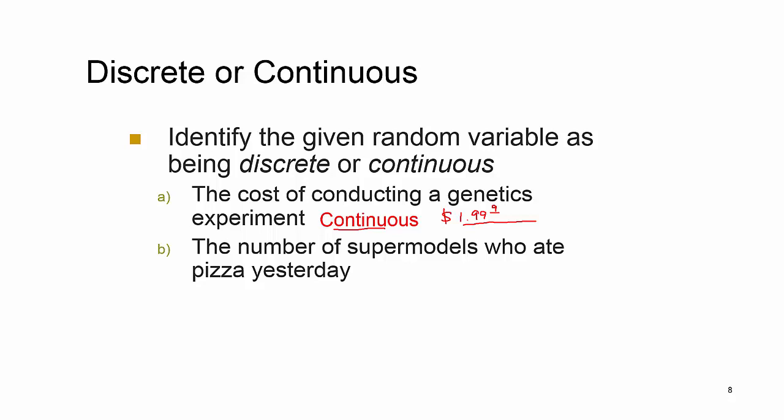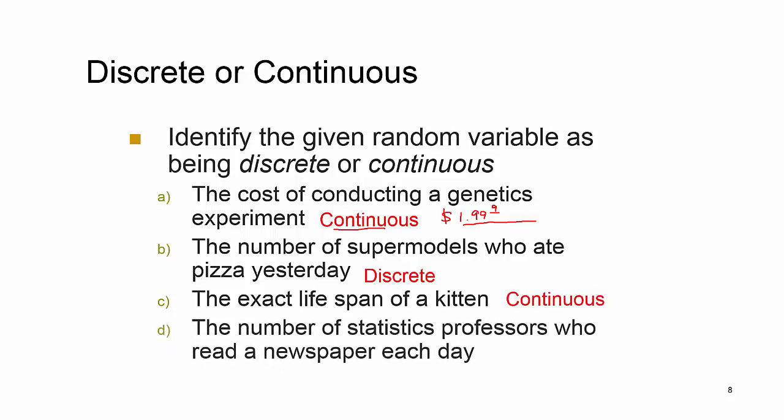The number of supermodels who ate pizza yesterday. People are countable, so that would be discrete. The exact lifespan of a kitten. So lifespan can be measured with increased precision on a continuous scale, so this is continuous data. The number of statistics professors who read a newspaper each day. So this value is countable. You can't split it up into decimals or fractions, so that would be discrete.